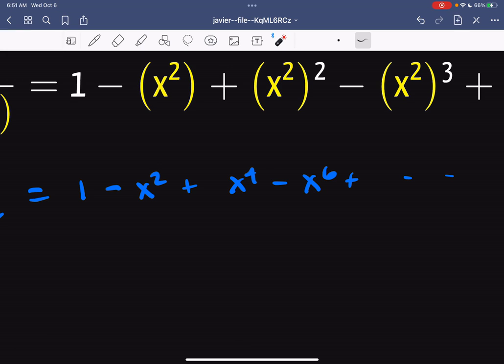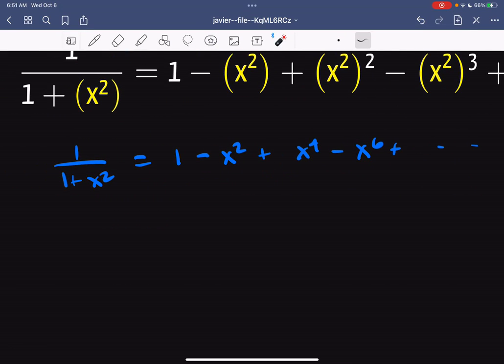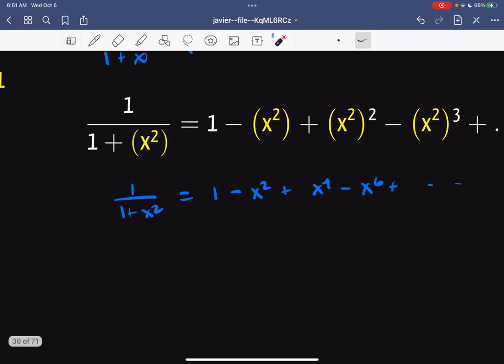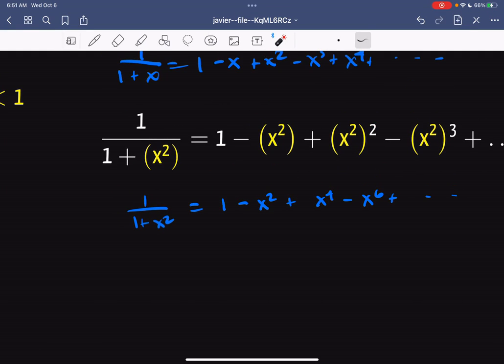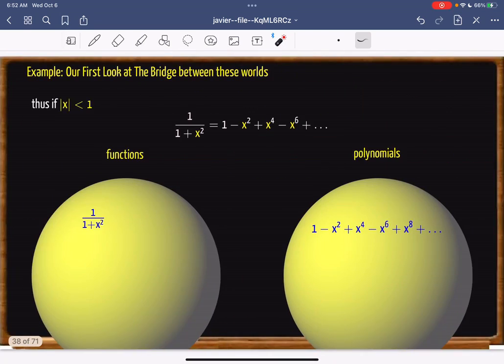Okay? The audacity of humans to think so infinitely. I love it. But wait, there's more. We can add this to our list of famous things. There you go. We've expanded 1 over 1 plus x squared. One more on our bridge of amazing expansion. It's an amazing connection between things that don't look like polynomials and polynomials.